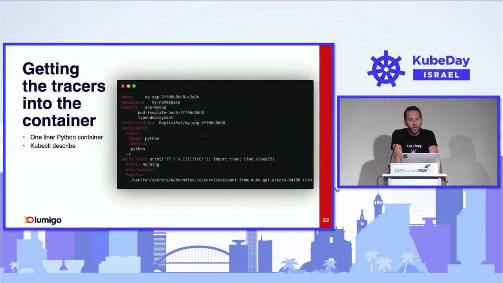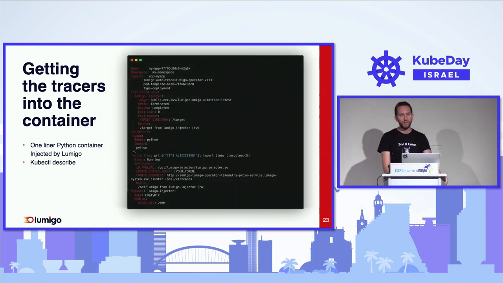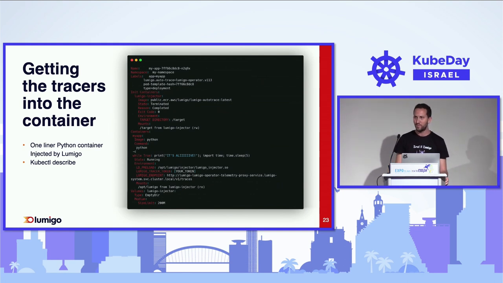Here is a kubectl describe of a one-liner Python container. Very, very simple. Nothing special here. I cleaned it up so it fits on the slide, but very basic. Now, once this application gets injected by the Lumigo operator with our tracer, this is how the kubectl describe is going to look. Now let's walk through the interesting components here.